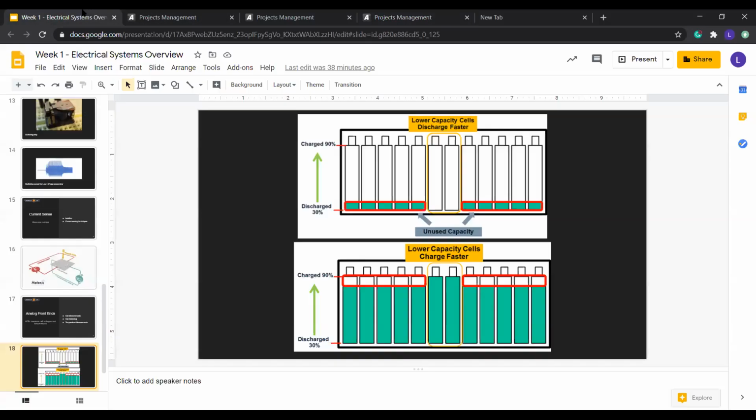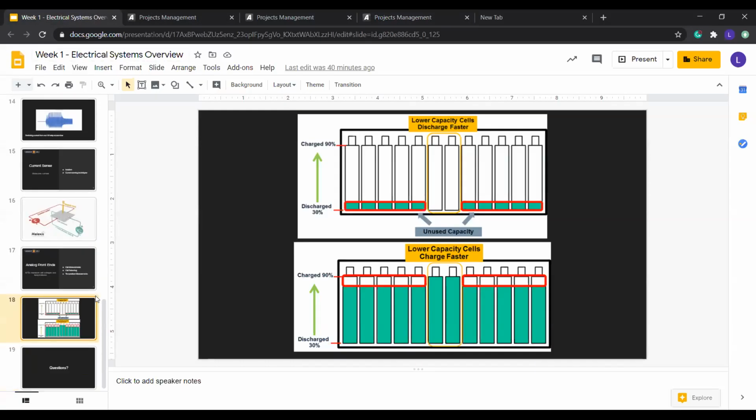And that's pretty much the entire battery management system. Are there any questions?